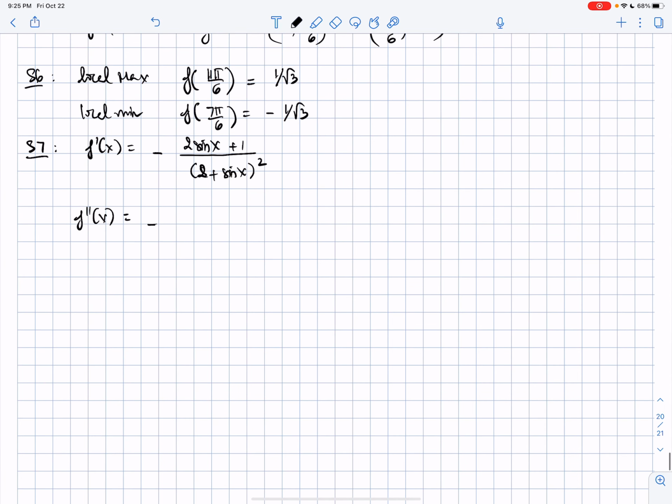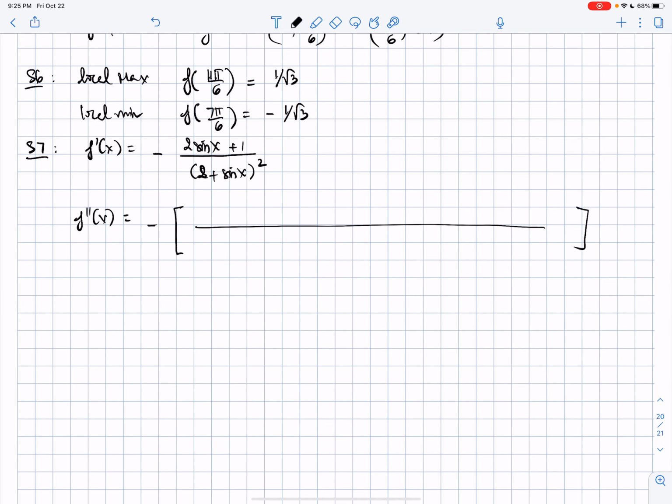We use the chain rule. We're going to leave the minus outside. In the bottom will be 2 plus sine of x to the 4th power. And then we will have 2 plus sine of x squared multiplied by the derivative of the top, which is 2 cosine of x. And then minus 2 sine of x plus 1 for the top, and the bottom you take the derivative, so that would be 2, and then 2 times sine of x to the power 1, and then cosine of x.